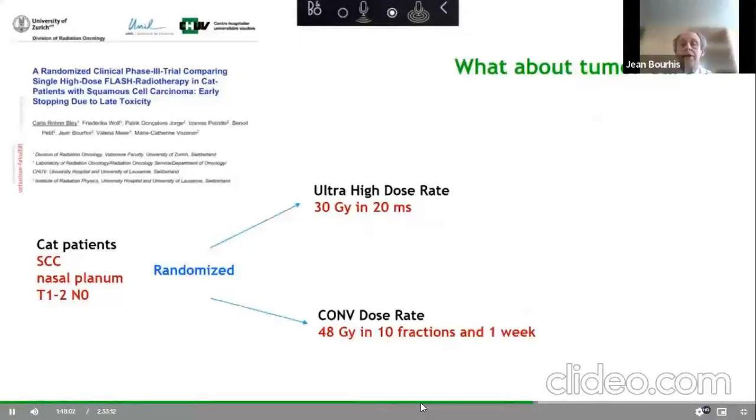I mean, regrowth delay is something which is nice, but tumor cure obviously is the most important. And here we have very limited data. One interesting data comes from a randomized clinical trial, which was performed in cat patients with the Veterinarian School of Zurich. Here in Lausanne, we've done that. And the comparison was 30 gray in 20 milliseconds, single dose, surface dose, compared to 48 gray in 10 fractions in 1 week.